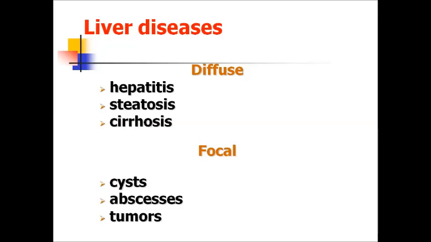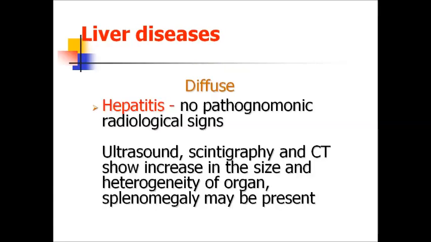Liver diseases, diffuse and focal. Diffuse are results of inflammation, of disturbances in metabolism and in morphological changes: hepatitis, steatosis, and cirrhosis. Focal: cysts, abscesses, and tumors.